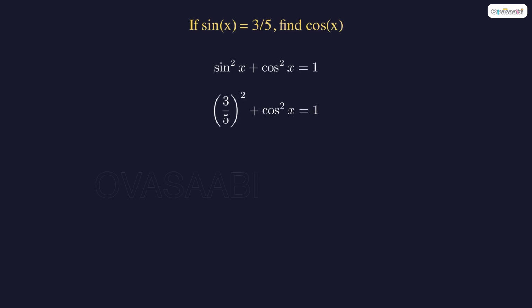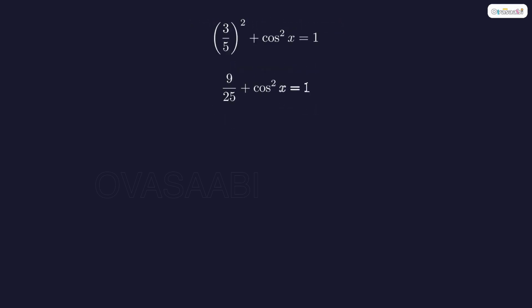Example 1. If sine of x equals 3/5, find cosine of x. Start with our identity: sin²x plus cos²x equals 1. Substitute. 3/5 squared is 9/25. So cos²x equals 16/25. Take the square root. Cosine x equals 4/5. Done.